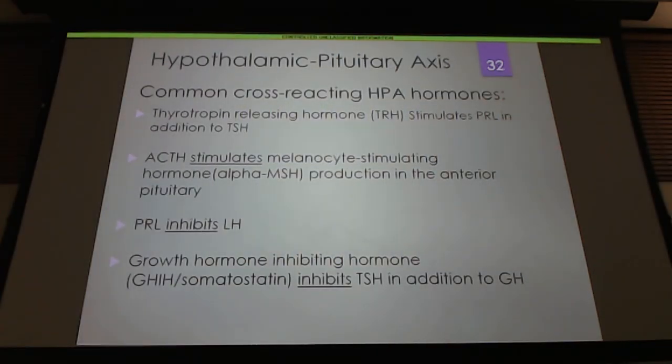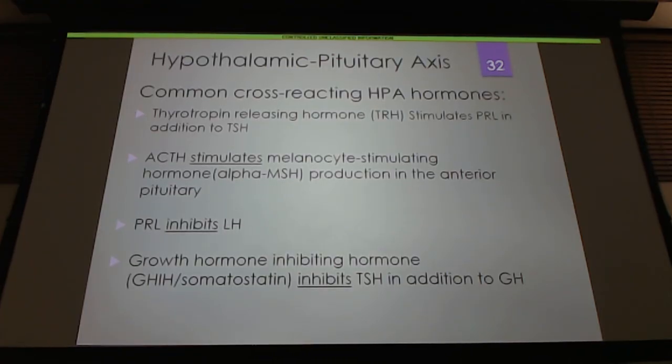But of course in medicine, there's outliers, right? There's exceptions. And so there's a few exceptions that I need you to know because they help you clinically too. And they're called the common cross-reacting HPA hormones. So these are exceptions. So again, thyrotropin releasing hormone stimulates prolactin as well as TSH. So we're gonna talk about what that looks like. But that just means that someone with thyroid disease can also have elevated prolactin.